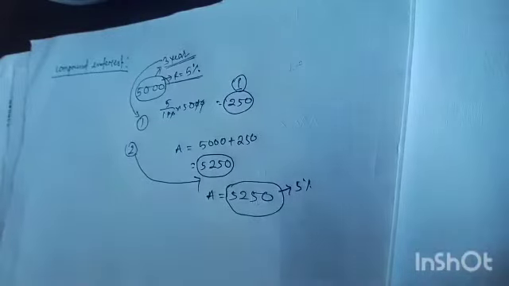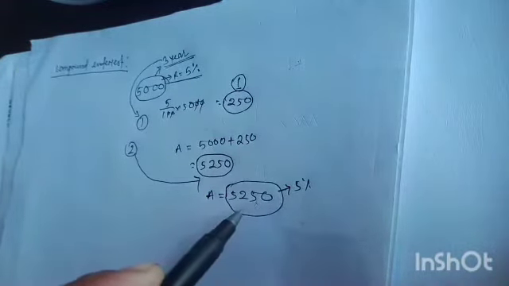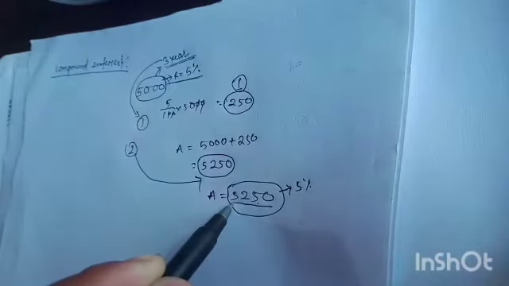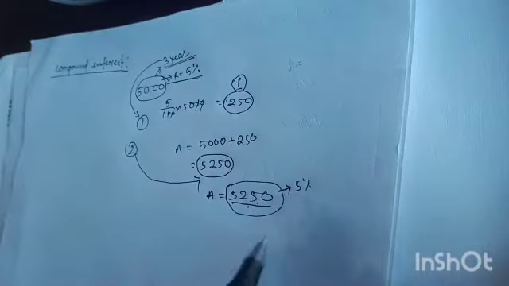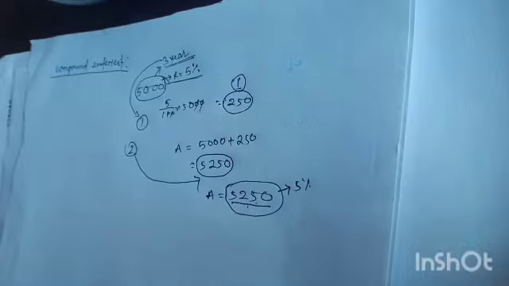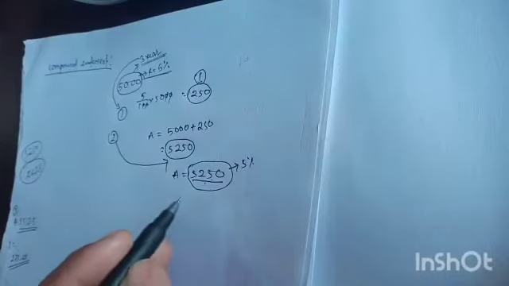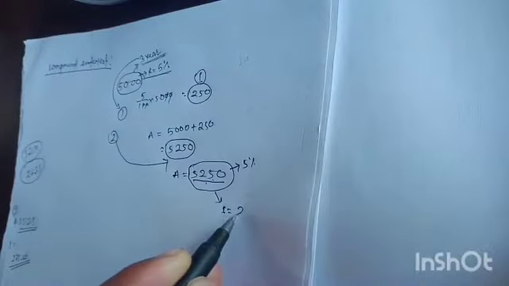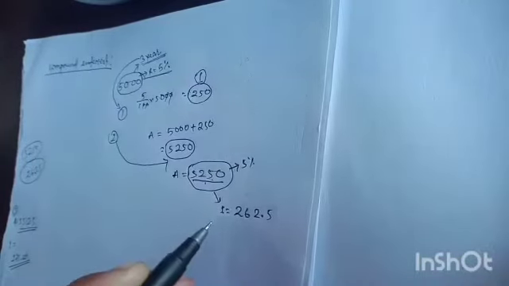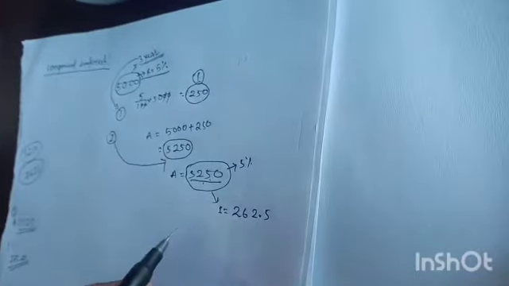If you are going to calculate compound interest, then you have to take the previous year's amount, this amount. The next year's interest you will count on this amount. So if you are taking 5%, then how much will the interest be? The interest will be 262.5.